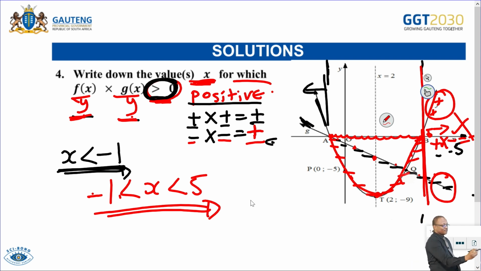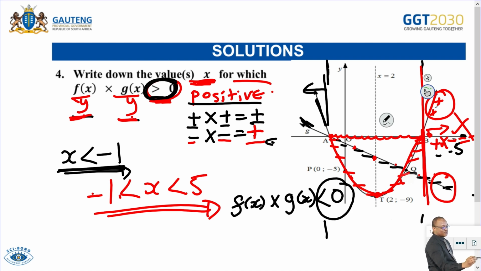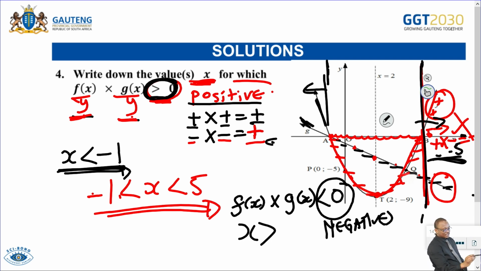Sometimes they can say f of x multiplied by g of x less than 0. When they say less than 0, it means you're talking about what? About negatives. And in this case, if we want to talk about negatives, we're going to look at from 5 going that side. It means your answer is going to be x is greater than 5, because that's where you multiply positive and negative to get what? To get negative. I hope it was clear.